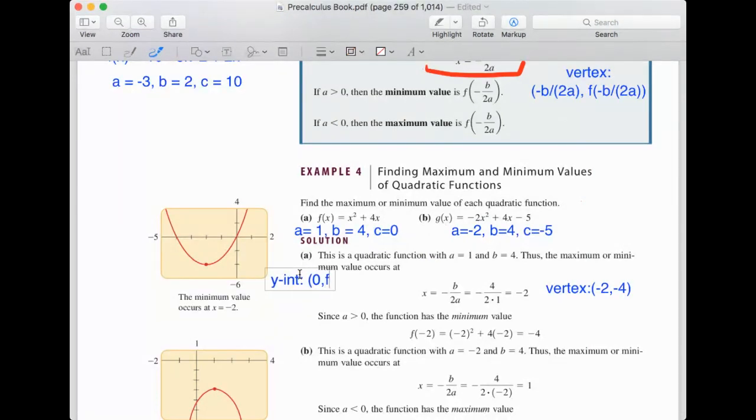Y-intercept means f of 0, right? Let's figure out what this equals. If x equals 0, so x value is always 0. That's the definition of y-intercept. Then f of 0, we plug in 0. 0 squared is 0. 4 times 0 is 0. So f of 0 is also 0. All right, that's the origin. So y-intercept is the origin.